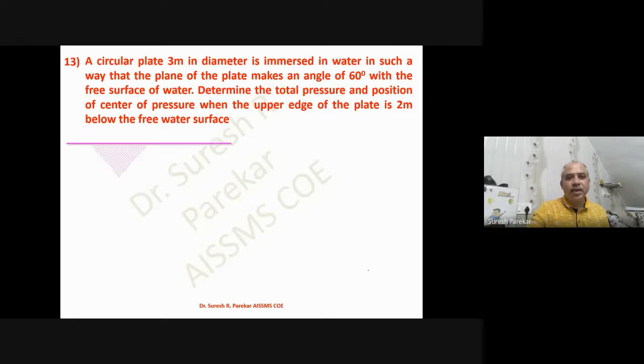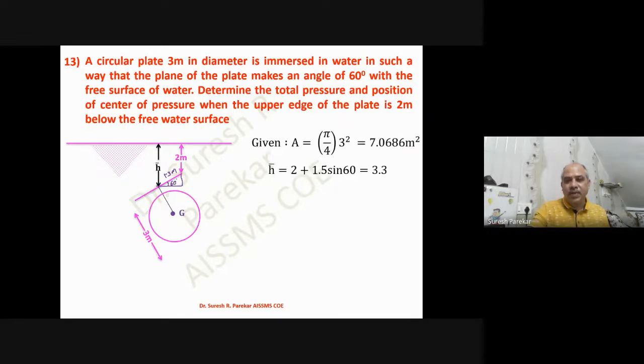Then we have a circular plate of 3 meter diameter. Now we proceed in the same fashion again. If we draw a horizontal from this and then plot this, we have this diameter given as 3 meters. So this is again 1.5, but here the angle is given as 60. So 1.5 sine 60. Area is pi by 4 into 3 square, h bar is 2 plus 1.5 sine 60, 3.3 meter. We have this value of h bar.